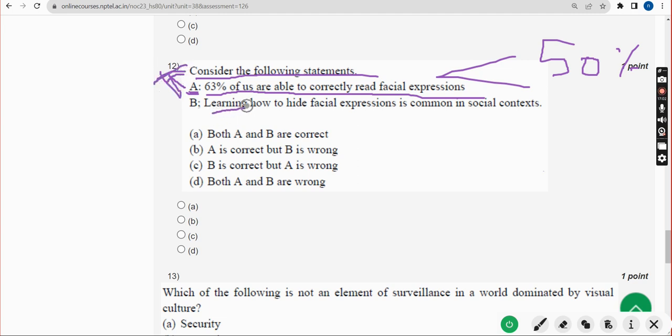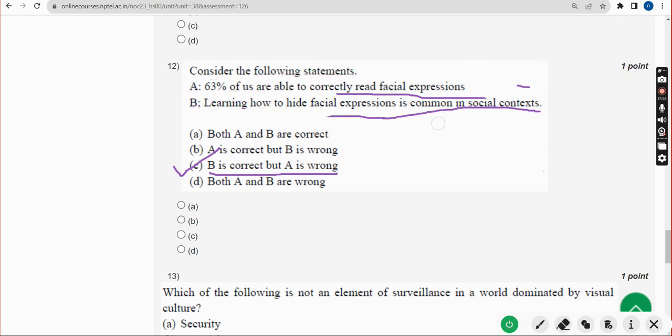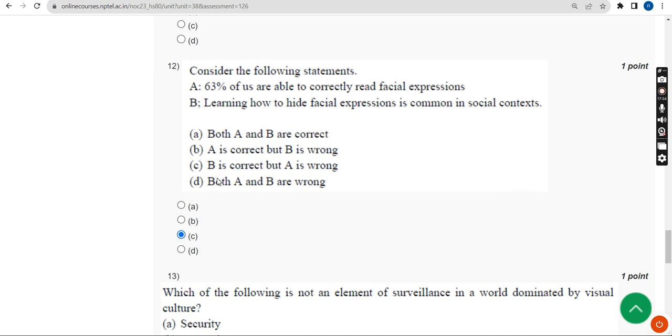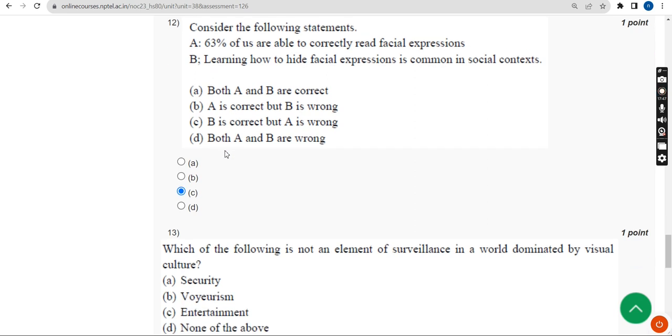Moving on to option B: learning how to hide facial expressions is common in a social context. So I am going with the second statement. So finally, the probable solution could be option C: B is correct, but A is wrong. So I'm going with option C. The actual solution may differ from my solution, but I hope these are the probable solutions after watching the lectures. So, the 13th one.